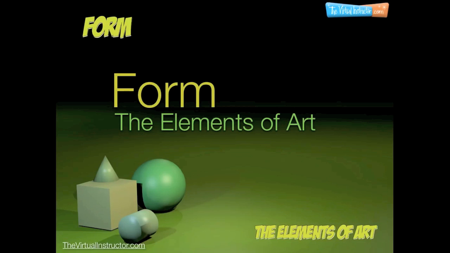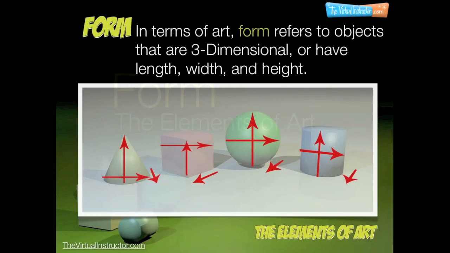Form is one of the 7 elements of art. Understanding the elements and principles of art will help us become better artists. In terms of art, form refers to objects that are three-dimensional or have length, width, and height.